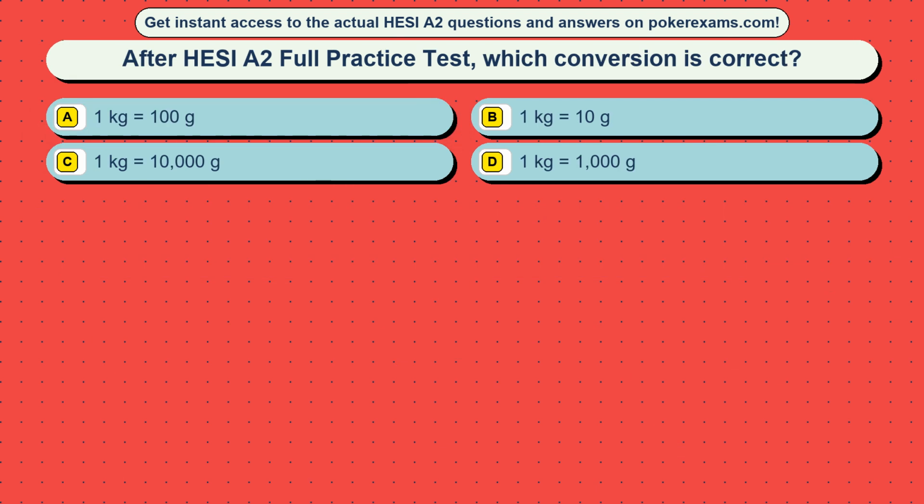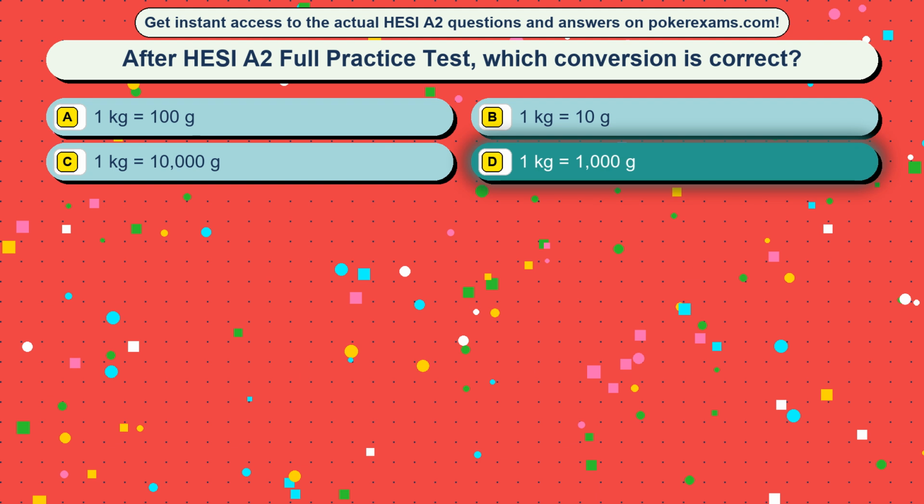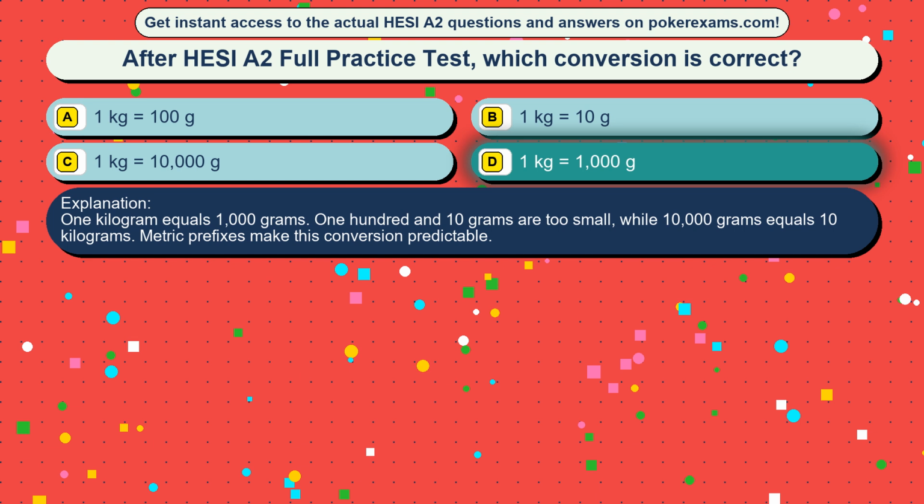Question 6. After HESI A2 full practice test, which conversion is correct? Option A 1 kg equals 100 g, option B 1 kg equals 10 g, option C 1 kg equals 10,000 g, option D 1 kg equals 1,000 g. The correct answer is option D, 1 kg equals 1,000 g. 1 kg equals 1,000 grams. 100 grams is too small, while 10,000 grams equals 10 kilograms. Metric prefixes make this conversion predictable.